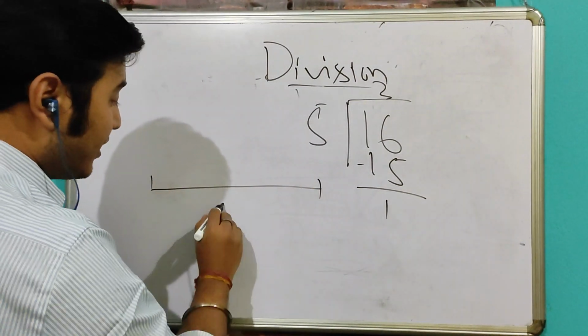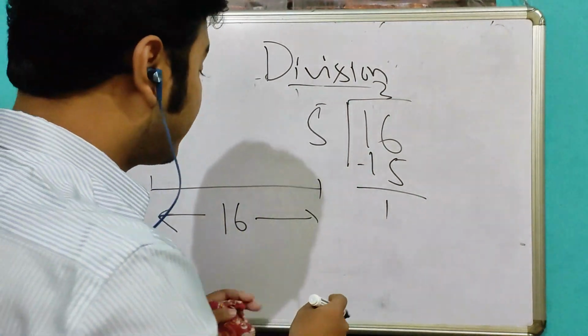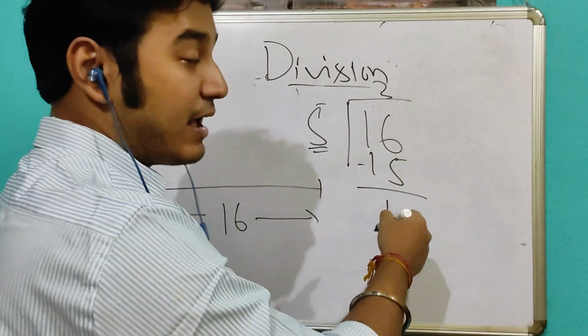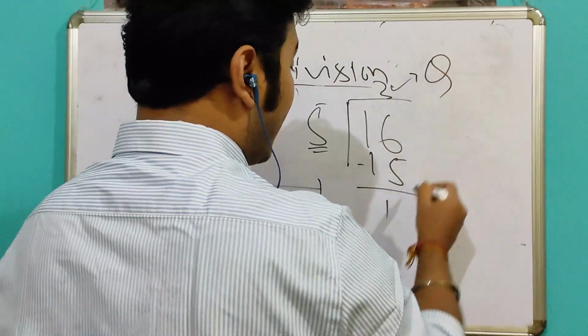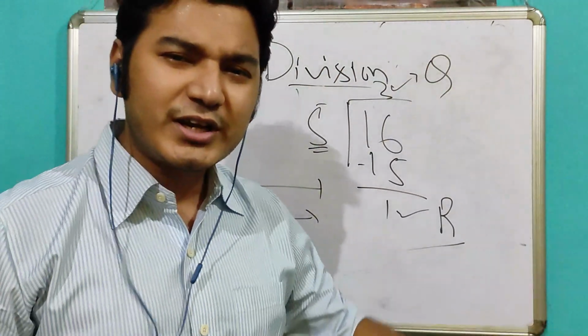So you have a length of a road. Suppose this is a road of length 16. Okay, the same scenario, but you are dividing 16 by 5 and you are getting quotient as 3 and remainder as 1. So what does it mean, this quotient and remainder?